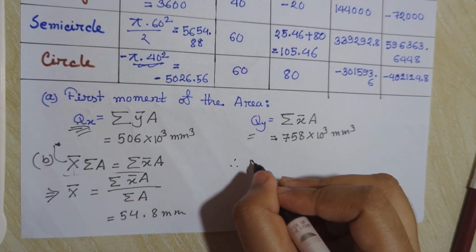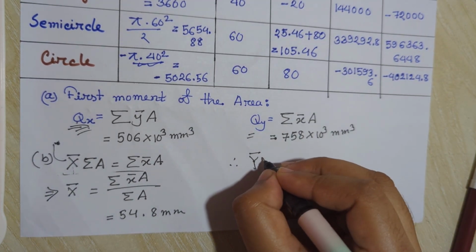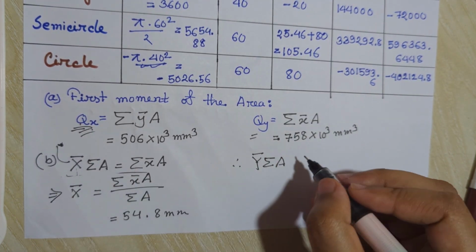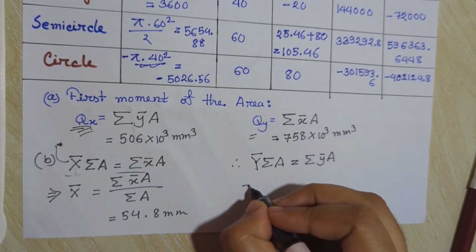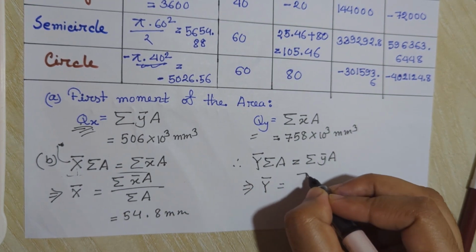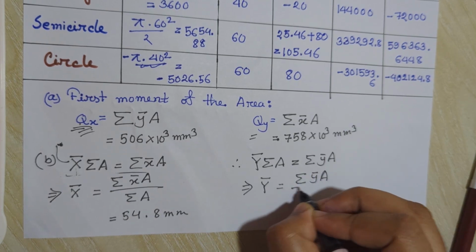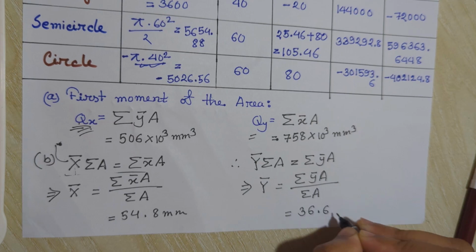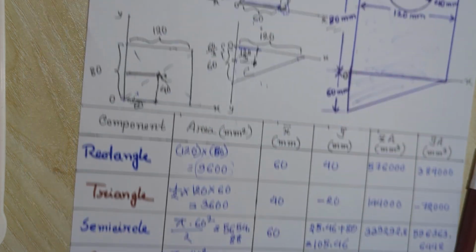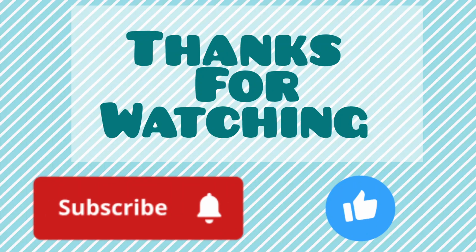And if we want to find the y bar, then this is similar to x bar, whose formula equals summation of y bar a, and as we need y bar, our final formula will be summation of y bar a divided by summation of a, which answer will be 36.6 millimeter. So this is our final answer.